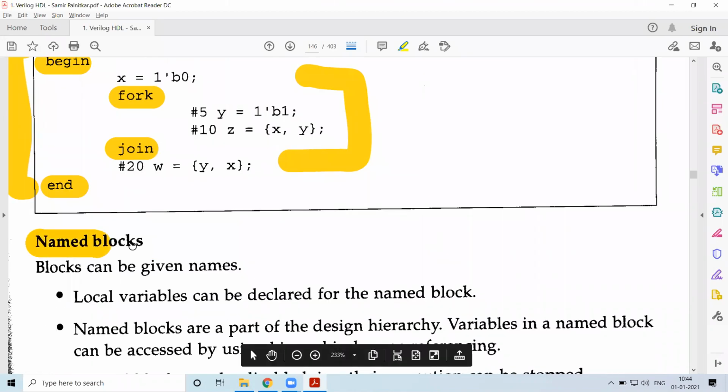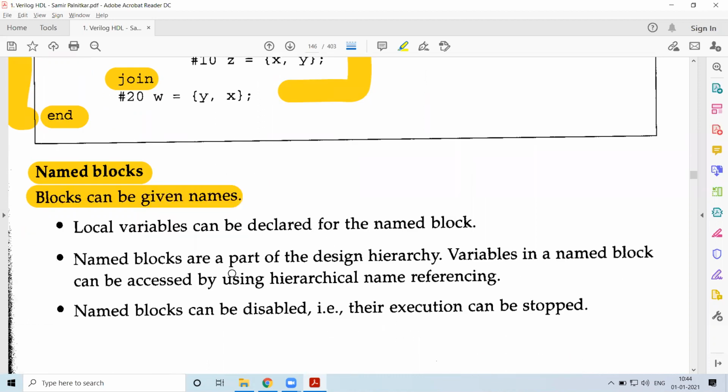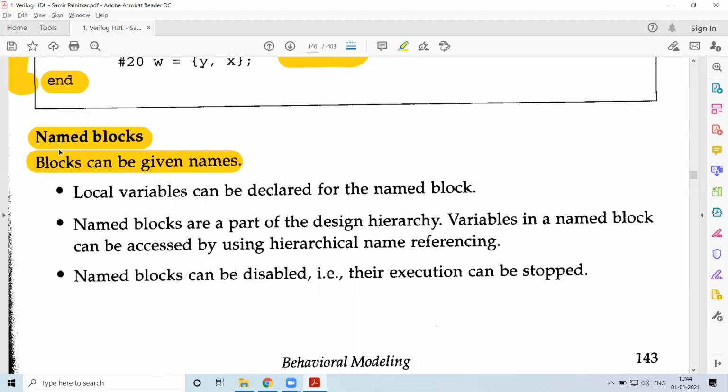Next, what is meant by named blocks? The name itself just specifies that the block can be given a name. The block itself can be given a name, and that name can be used for further details. If we have this kind of definition, then the local variables can be declared for the named block. We can define the local variables for the block you have put the name for. Then the named blocks are part of the design hierarchy.